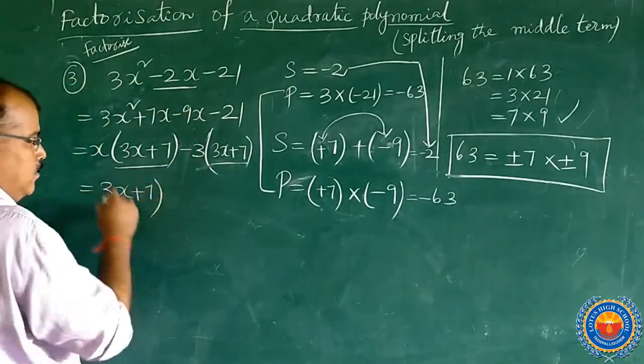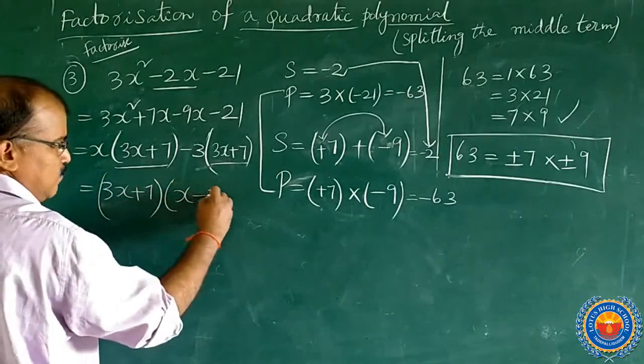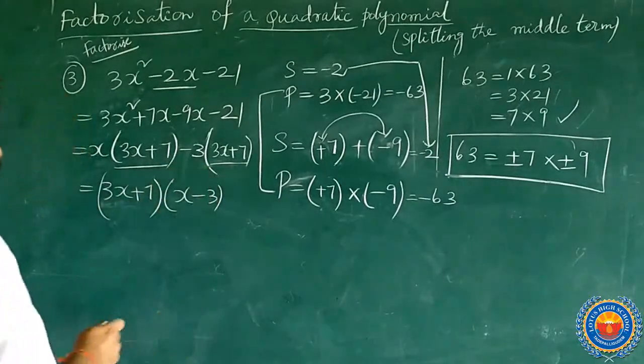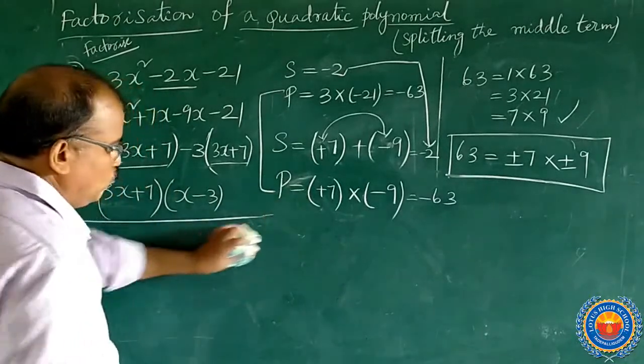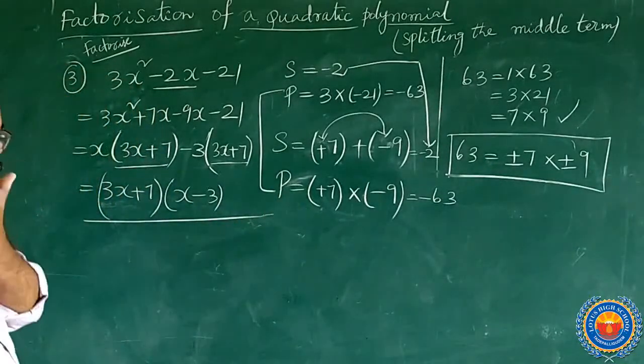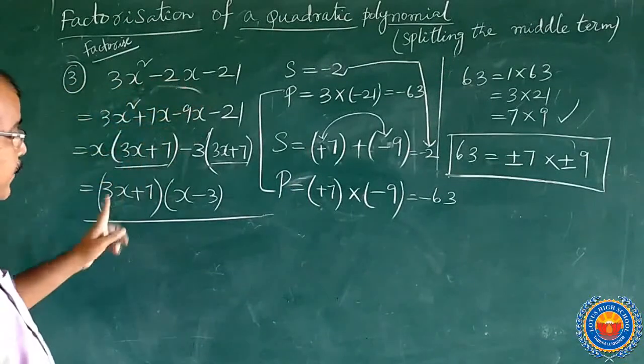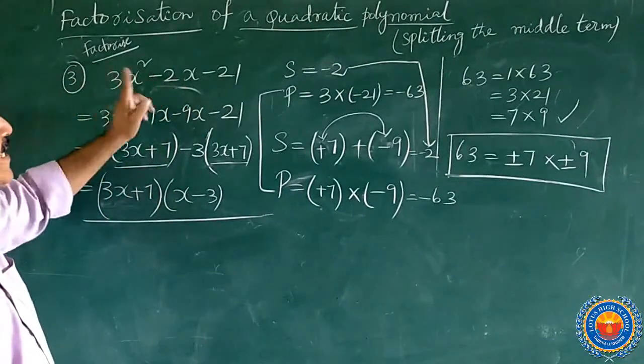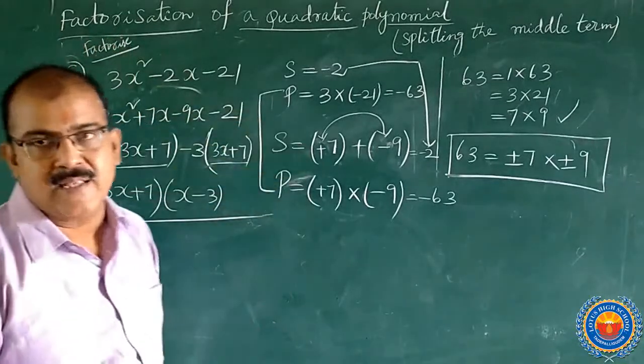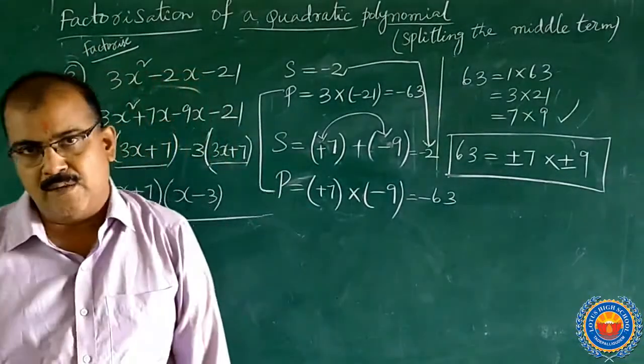3x plus 7 into x minus 3. Okay? This is the answer. If you want, you can verify. If you multiply these two, you should get 3x square minus 2x minus 21, because factorization is the reverse process of multiplication. Okay, this is one more sum.